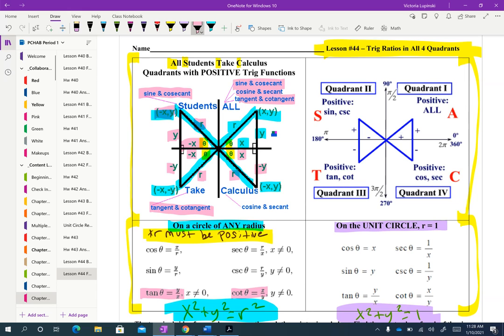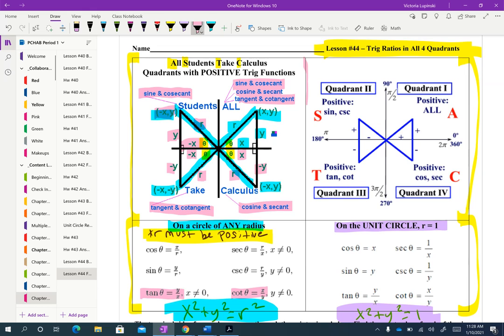So basically, anybody that has a Y in it would be negative, which means only the ones with X's, the cosine and the secant, are the only ones that would be positive. So there's lots of different ways for you to remember that. You can remember the triangles. You can literally just draw it and use what you know about the quadrants, but the All Students Take Calculus is just meant to be a little bit of a memory device.